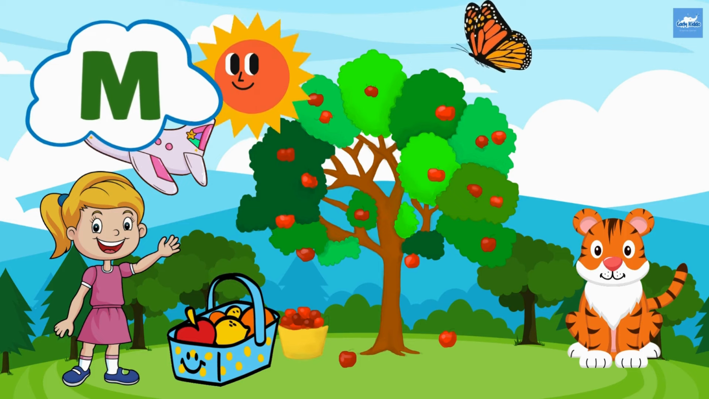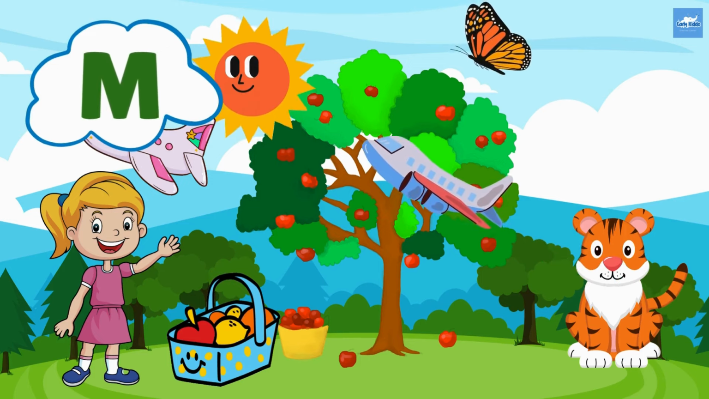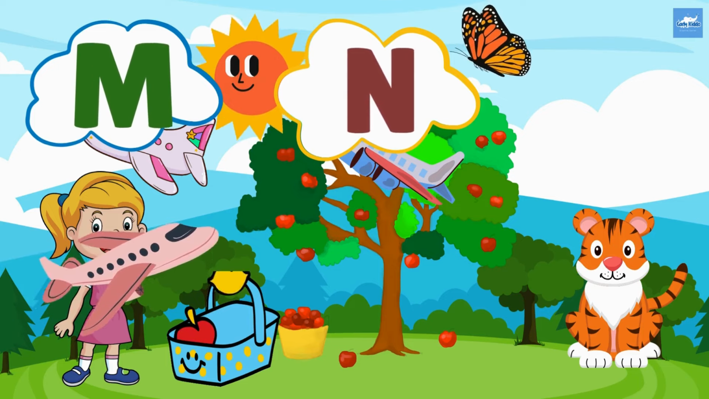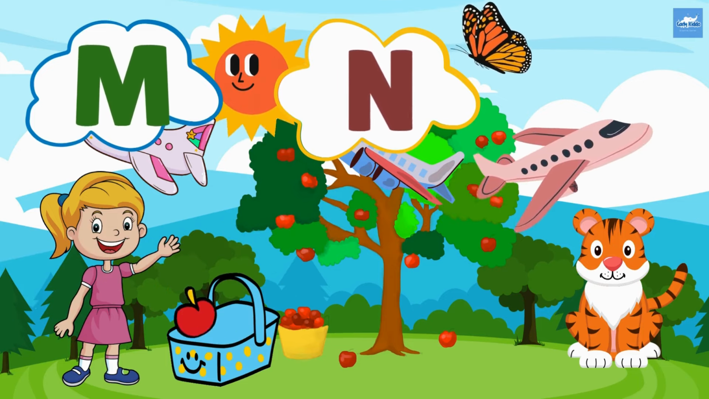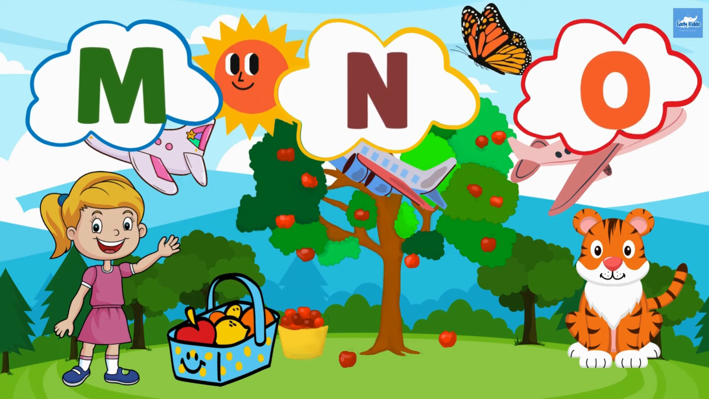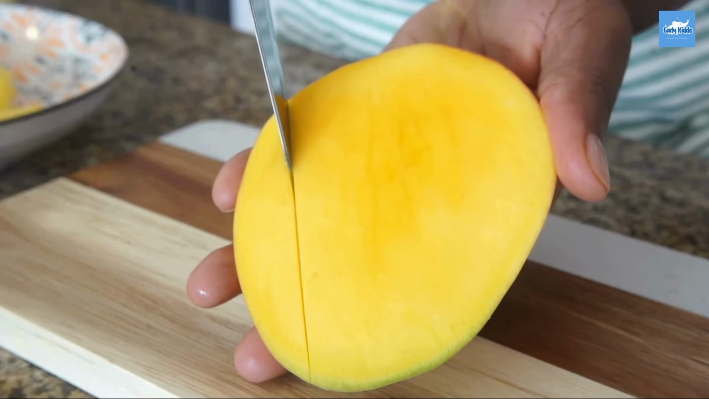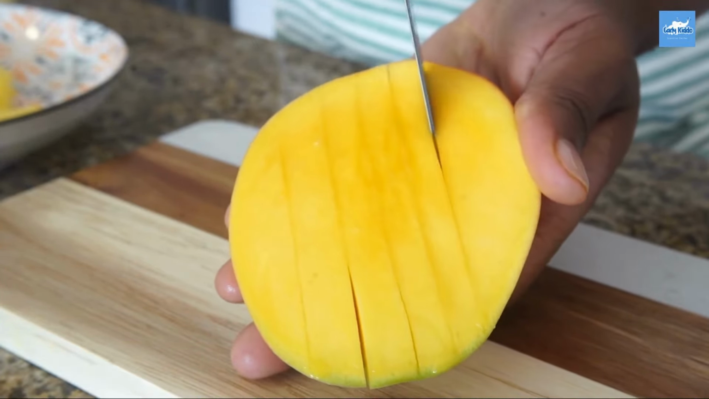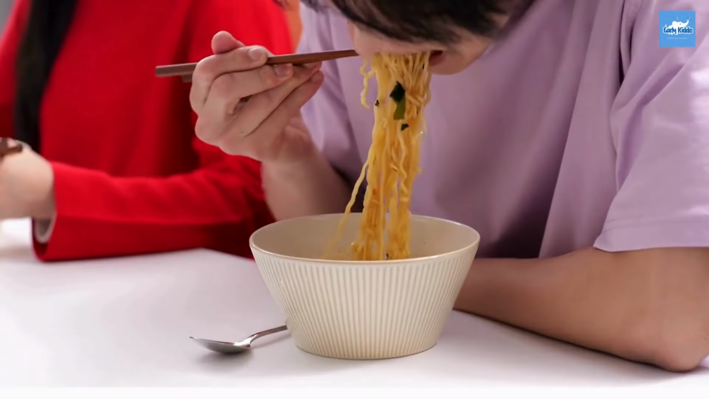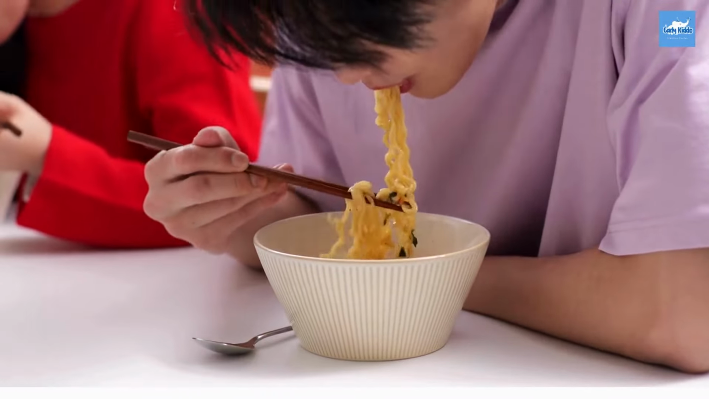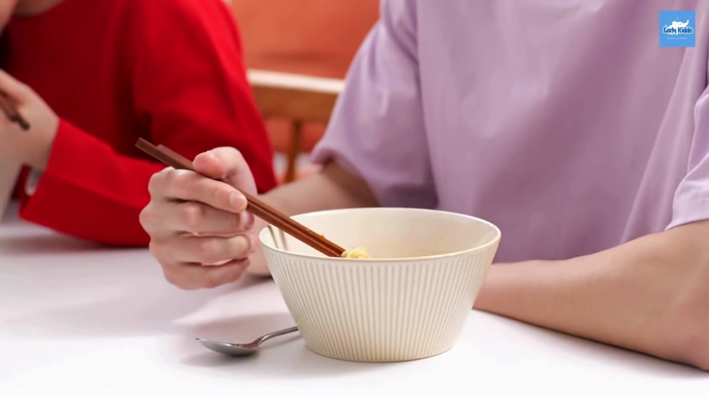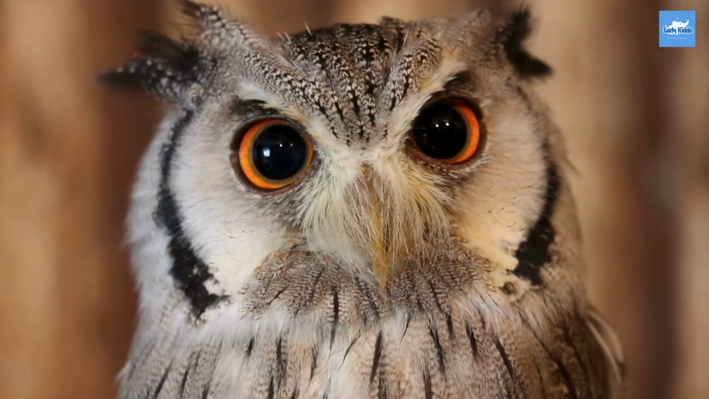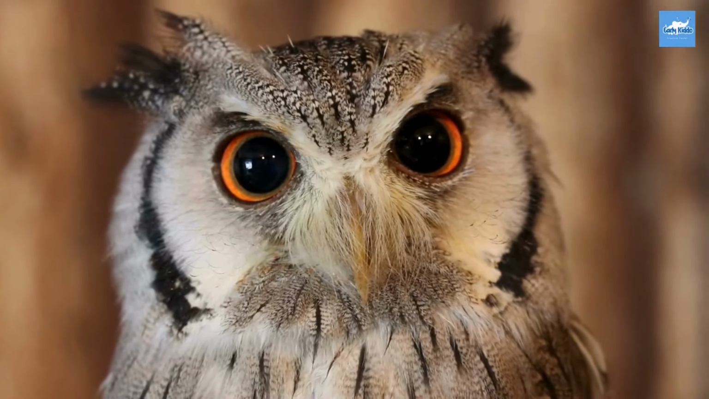Letter M. Letter N. Letter O. M for mango. M for mango. N for noodles. N for noodles. O for owl. O for owl.